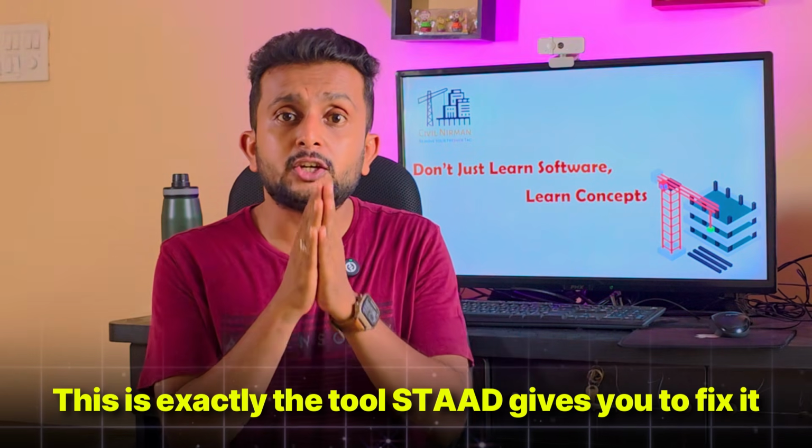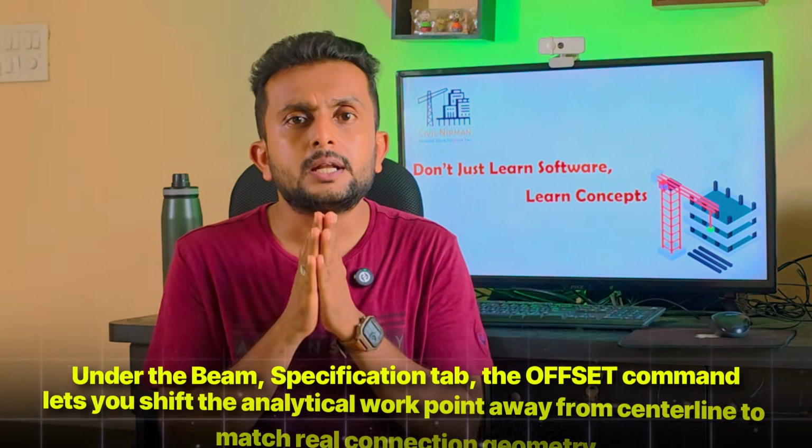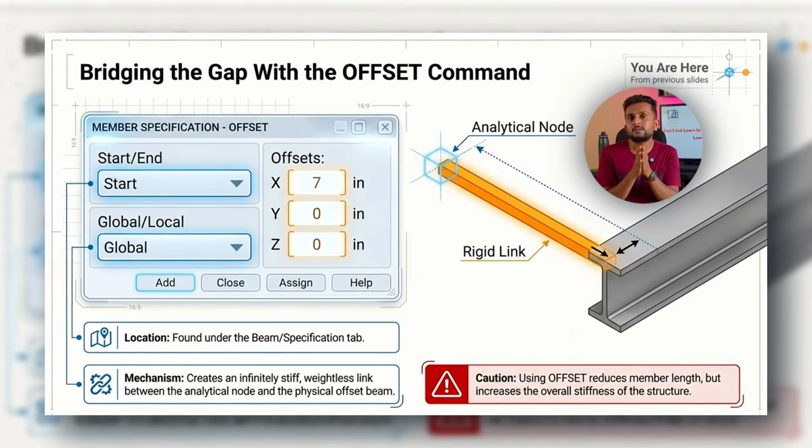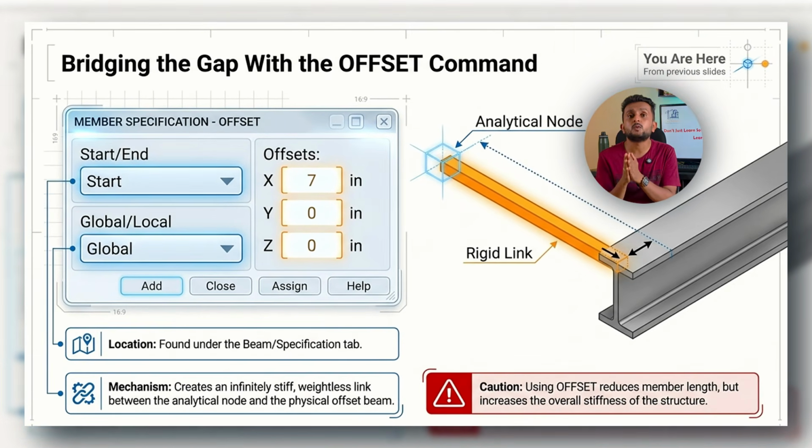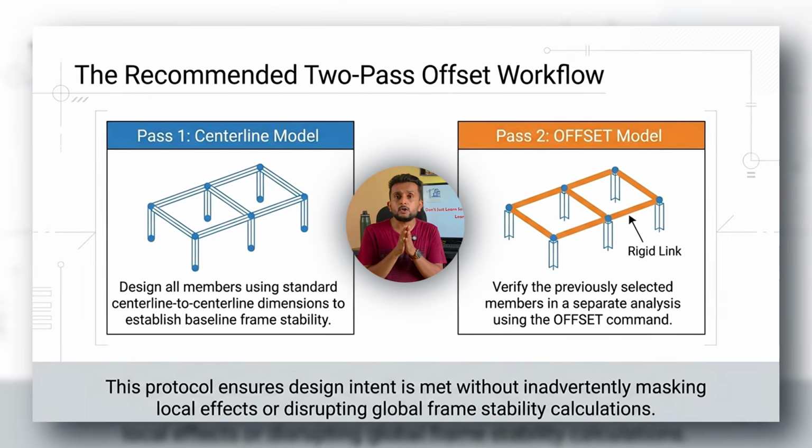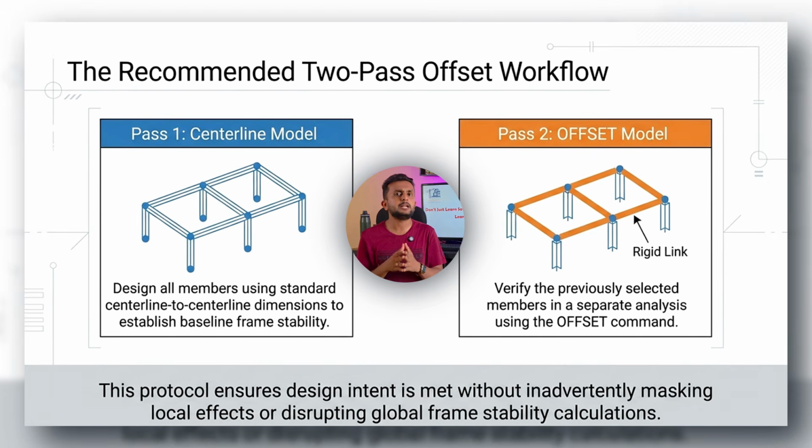This is exactly the tool STAAD gives you to fix it. Under the beam specification tab, the offset command lets you shift the analytical work point away from the centerline to match the real connection geometry in either the global or local coordinate system. But here is the catch almost every beginner misses: offset also shortens the effective member length, which stiffens up your structure. The safe workflow is 2 passes. Design your members first using plain centerline to centerline geometry, then separately verify those same members using the offset model.